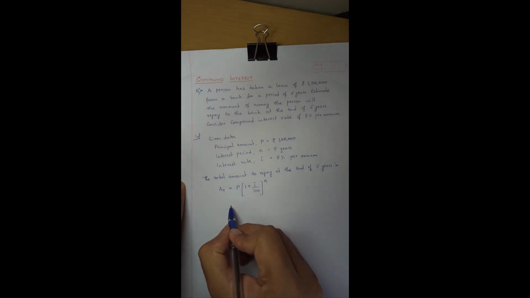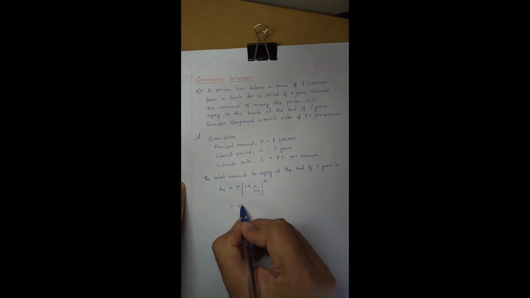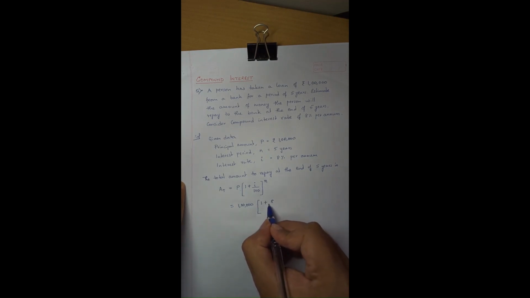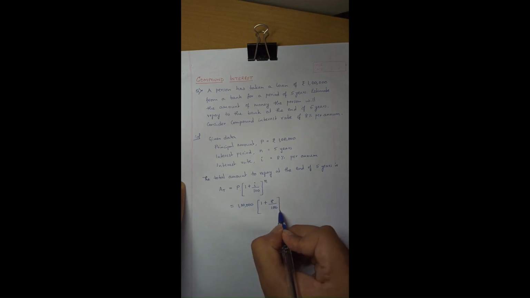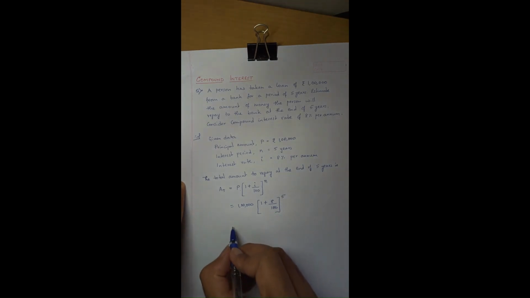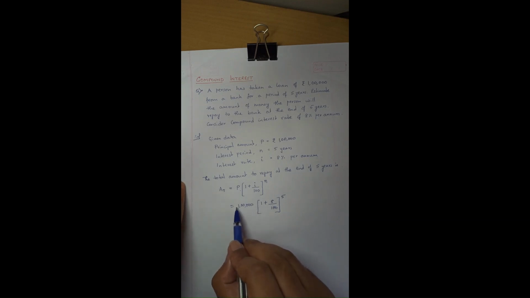Now I'm going to substitute the data into this particular equation. So principal amount is 1 lakh multiplied by (1 plus rate of interest is 8 divided by 100, so converting percentage into decimal) whole to the power of n. N is 5 years. So now you're supposed to calculate this particular value first, and then multiply it with 1 lakh rupees.